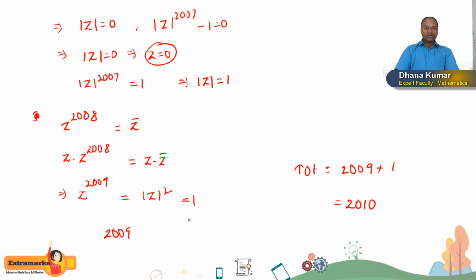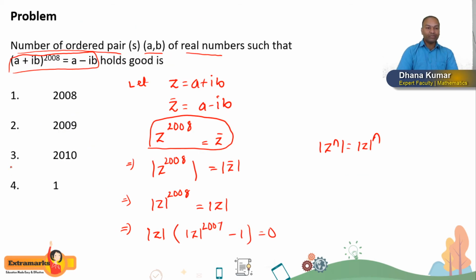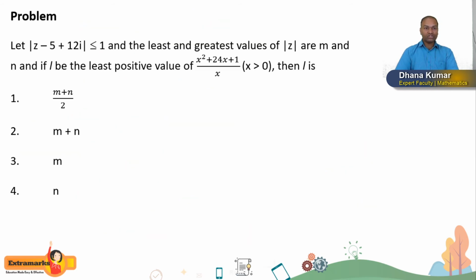2010. Okay. So total how many ordered pairs are possible? 2010. Clear? Right. Let us come to the next question.